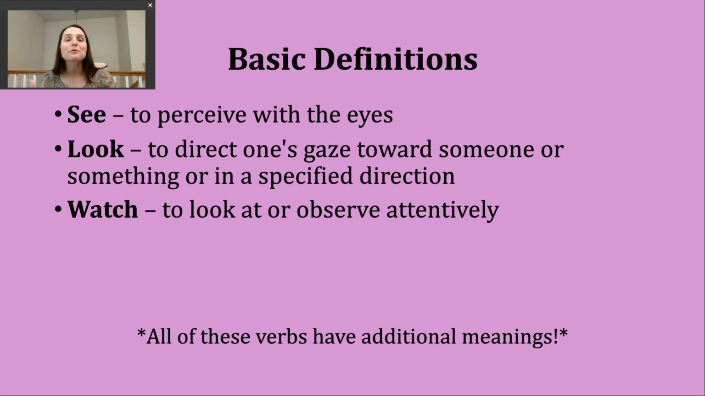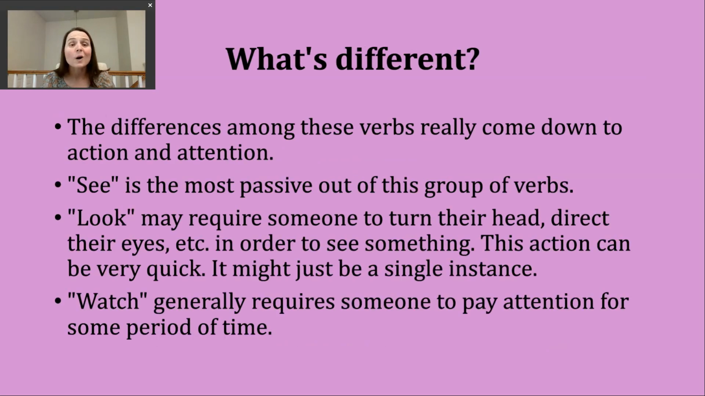And now we're going to begin to explore some of those things that are different. What's different about these three verbs really relies on our action and our attention. So you might think of focus in a way here. When we think about the verb see, it's really the most passive, right? The idea here is I have my eyes open and something comes into my vision, into my line of sight.